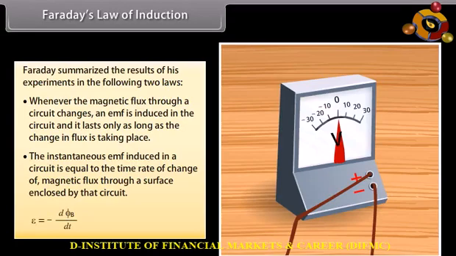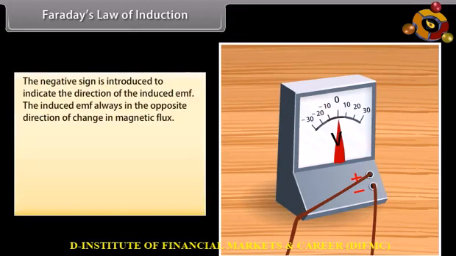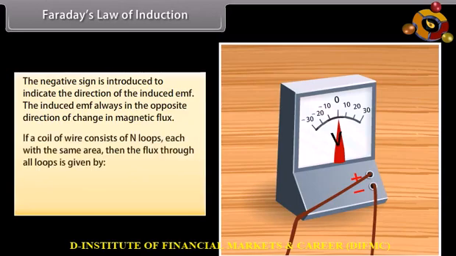E is equal to minus d phi B by dt. The negative sign is introduced to indicate the direction of the induced EMF. The induced EMF is always in the opposite direction of the change in magnetic flux. If a coil of wire consists of N loops, each with the same area, then the flux through all loops gives E equal to minus N d phi B by dt.